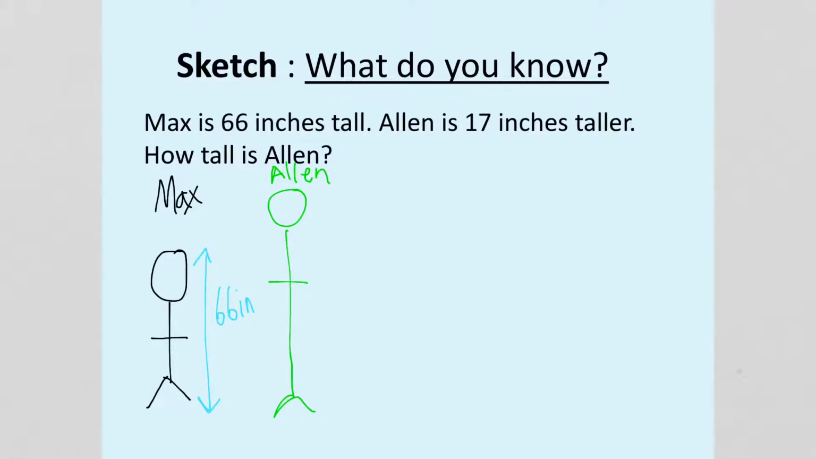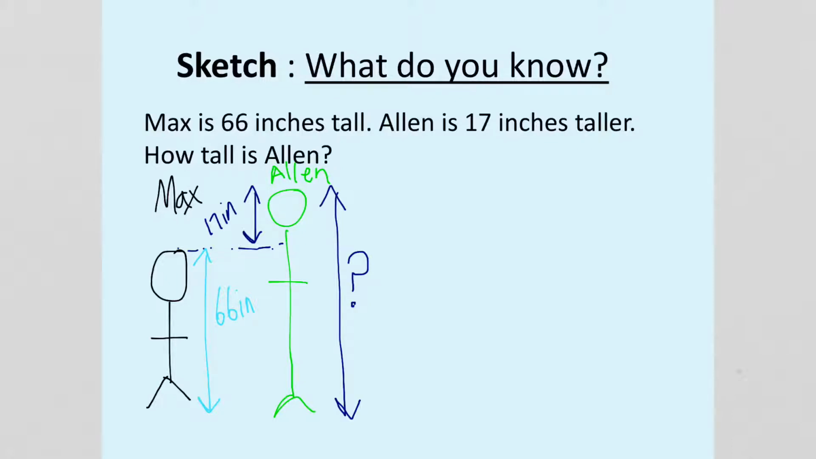Now, do I know how tall Alan is? Do I know his total height? No, I don't. So I'm going to put a question mark. But what else do I know without a doubt? I know, if I am comparing, those are my little dotted lines, I know that Alan happens to be 17 inches taller. So my sketch doesn't look pretty, but it helps me understand the word problem.